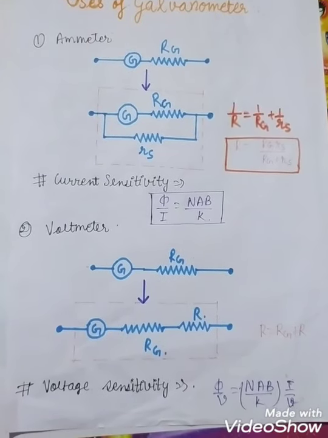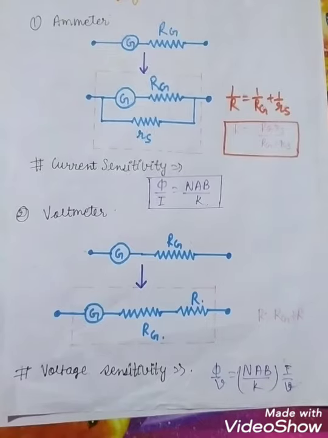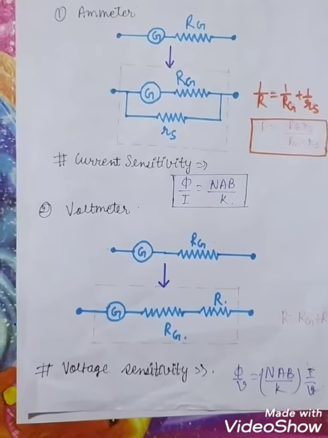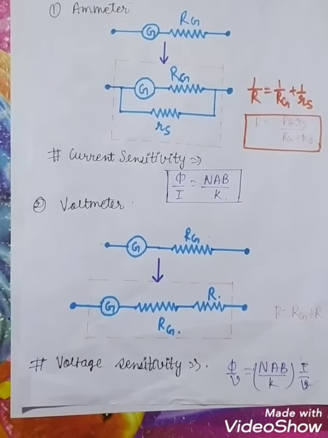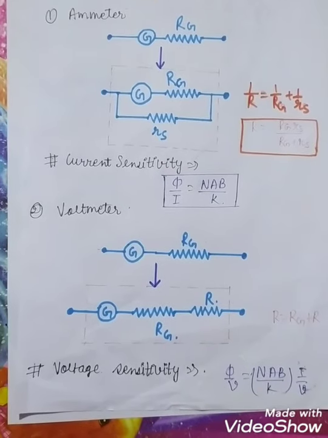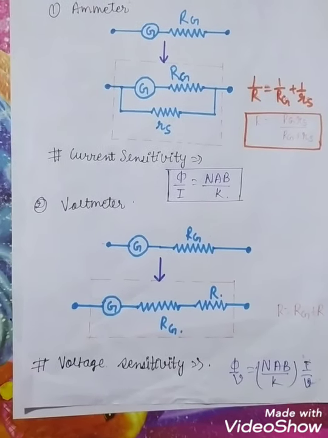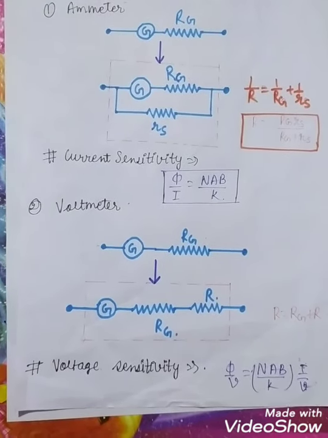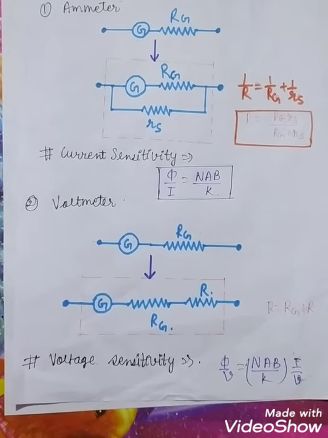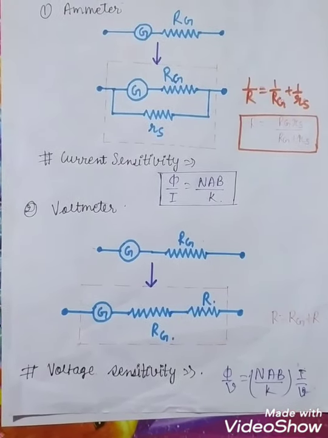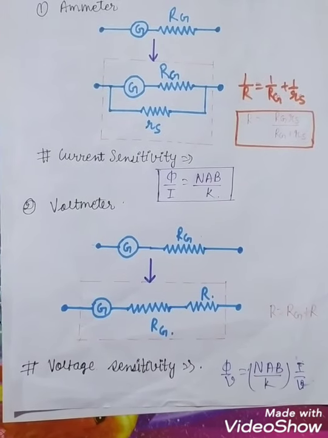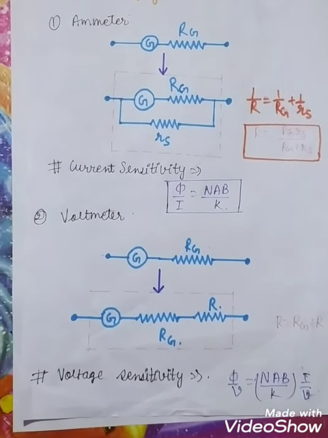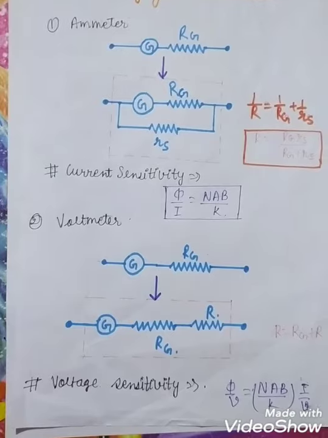Okay, now let us discuss some uses of the galvanometer. First of all, a galvanometer can be used as an ammeter, and a galvanometer can also be used as a voltmeter. First, let us discuss the application of the galvanometer as an ammeter. We have already discussed this application in previous chapters, in an experiment known as the Wheatstone Bridge, where we used the galvanometer in parallel to the circuit.